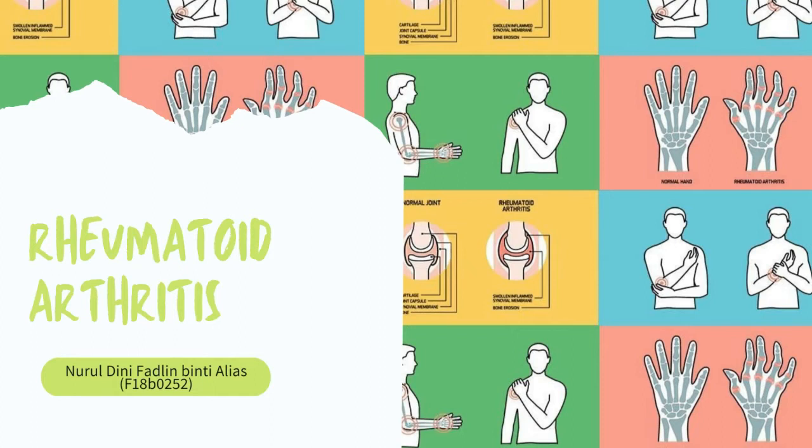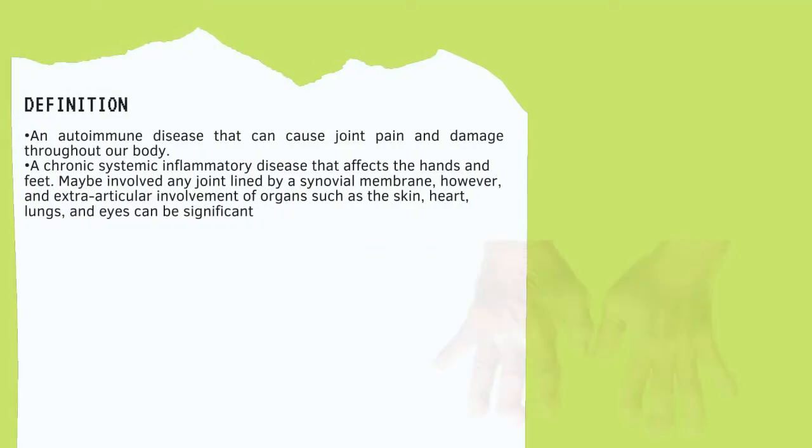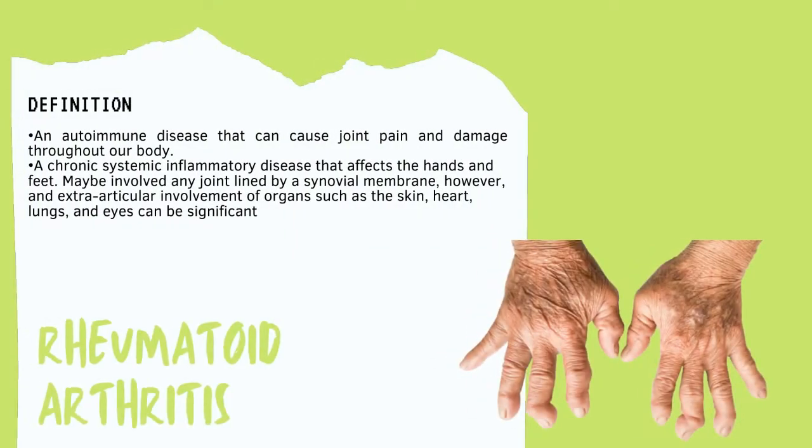Assalamualaikum warahmatullahi wabarakatuh. My name is Nuruddin Fadlin binti Alias and my matric card number is F18A0186. I'm going to present about rheumatoid arthritis, which is an autoimmune disease that can cause joint pain and damage throughout our body. Rheumatoid arthritis is a chronic systemic inflammatory disease that affects the hands and feet.